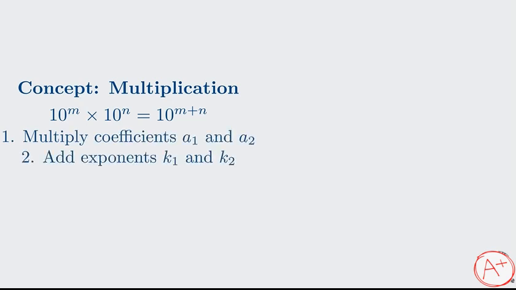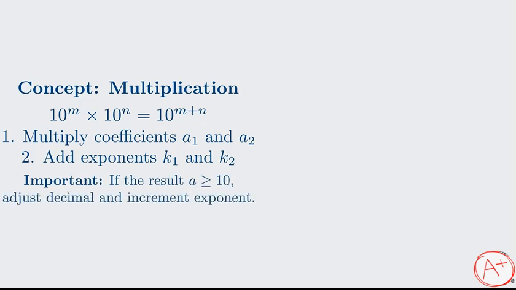Multiplication is often more straightforward because we utilize the product rule for exponents. 10 to the m times 10 to the n equals 10 to the power of m plus n. To multiply, we first multiply the coefficients together. Then we add the exponents of the base 10 components. The most important step follows. Check the resulting coefficient. If it is greater than or equal to 10, we must adjust the decimal point and increment the exponent to maintain proper scientific notation.